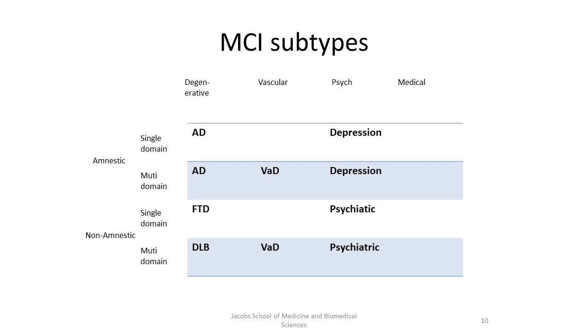Now, the non-amnestic can again be single domain and multi-domain. And based on your classification of the MCI, you can think about differential diagnosis between neurodegenerative, vascular, psychiatric, and medical conditions. So for the single domain amnestic, the most common cause is a neurodegenerative cause, which is Alzheimer's pathology, but depression can show this type of presentation.